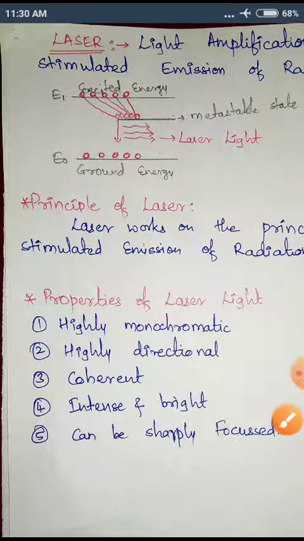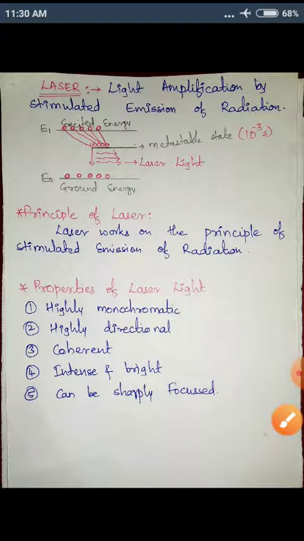So what is the principle of laser? Laser works on the principle of stimulated emission of radiation. So what is stimulated emission? When we incident normal light on a metal, electrons of the metal in ground energy go to excited energy. They come back from excited energy to the ground state through the metastable state, and when they jump from the metastable state, they emit laser light. So stimulated emission of radiation is the principle of laser.